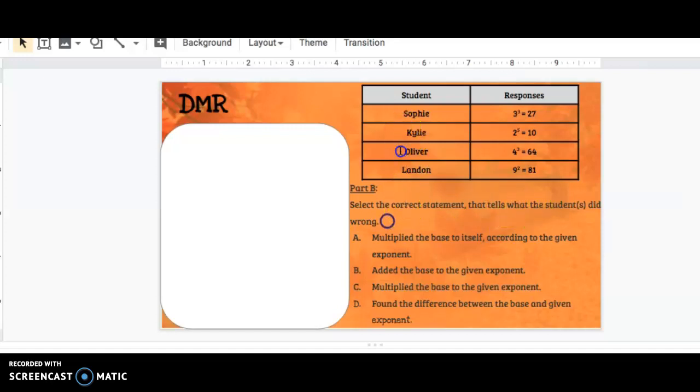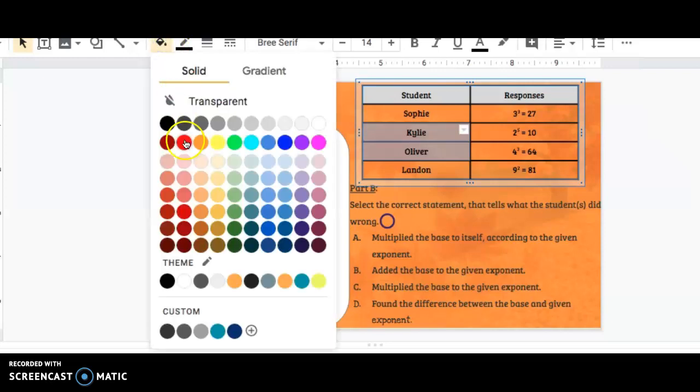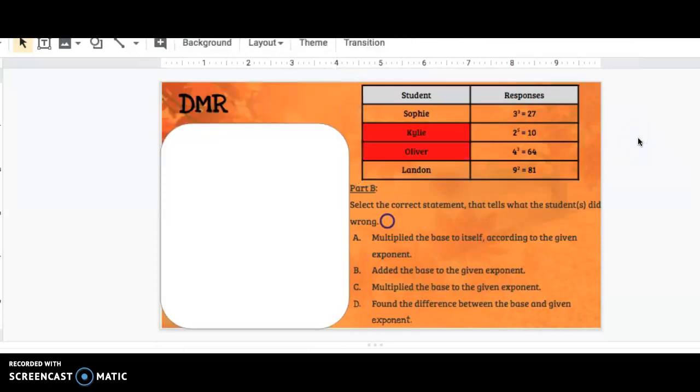We just talked about Kylie and Oliver being incorrect. They were incorrect because they did that one rule I told you not to do. So we have to read these off and determine which rule they broke. Is it A, multiply the base to itself according to the given exponent? Added the base to the given exponent. Did they add? No. Multiply the base to the given exponent. Or found the difference between the base and the given exponent. Well, we know they multiplied, so it's either A or C.